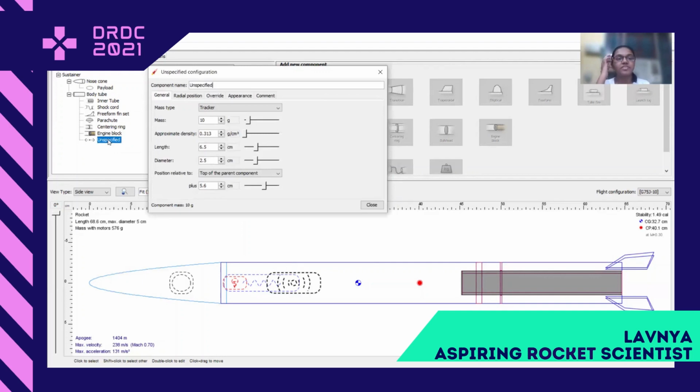And this unspecified one is the tracker, which I also added as an extra payload. It is going to help me locate my rocket. Using a handheld receiver, my rocket can be easily found, and the tracker helps me do that.